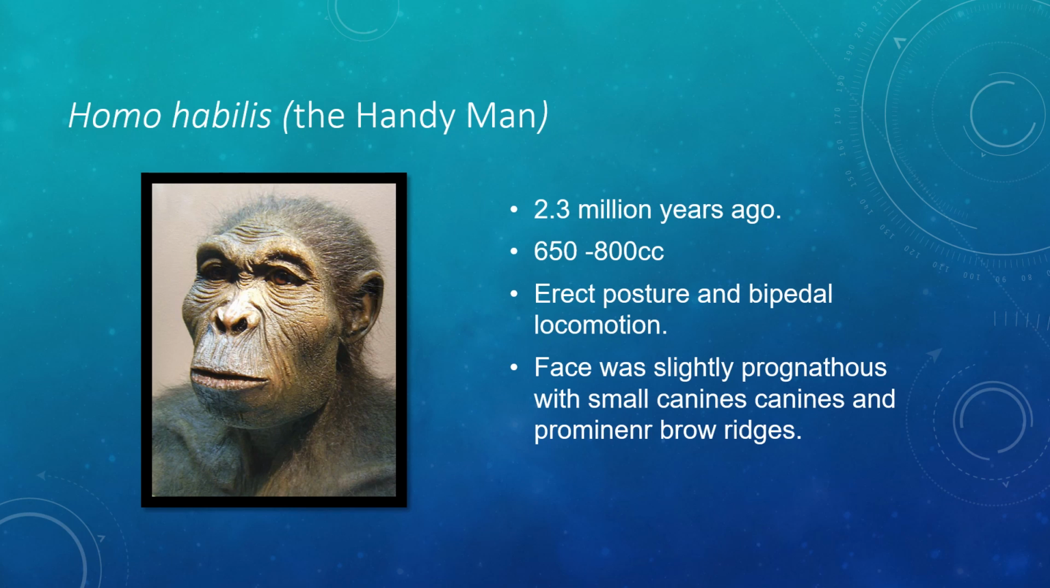Next is the Homo habilis, also called the handyman. So this is the structure of Homo habilis. They lived 2.3 million years ago. Their brain capacity was 650 to 800 cc. They had erect posture and bipedal locomotion. The face was highly prognathous with small canines, and they had prominent brow ridges.